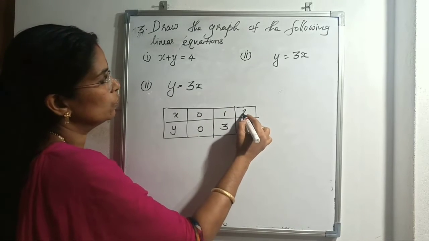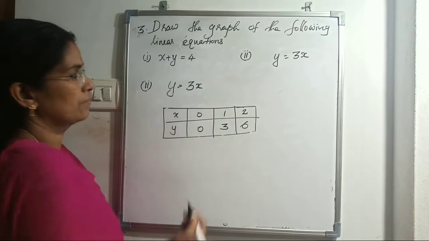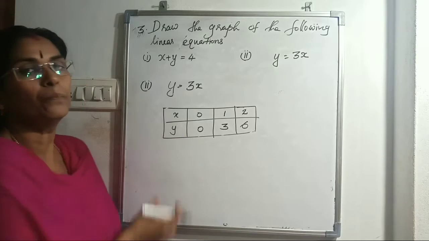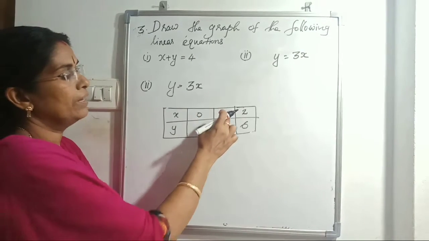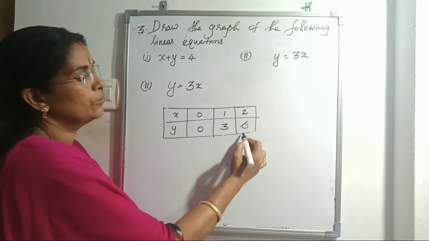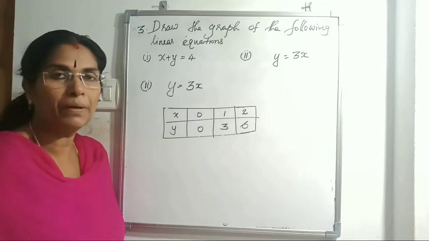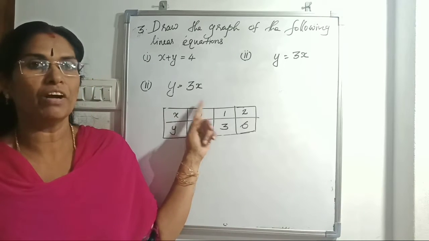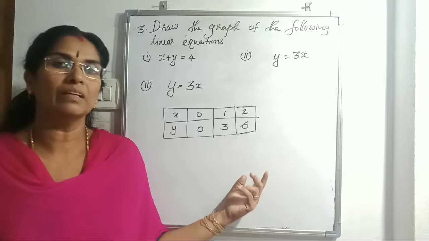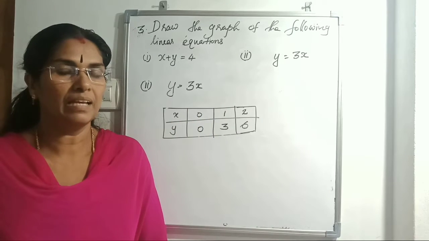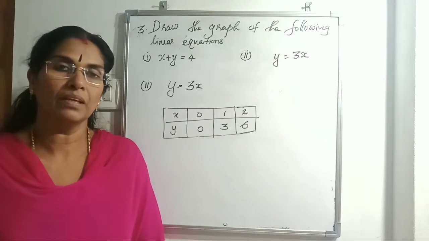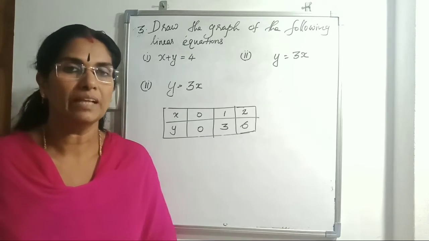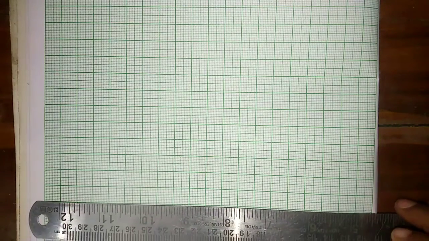Then x equal to 2, you will get 6. Okay. These 3 points, it means 0, 0 and 1, 3, 2, 6, you have to plot on the graph paper and join all these points. That will be the graph of the given equation y equal to 3x. Whenever you are drawing the graph, you have to mention the scale on the top corner. Okay. We can plot these points on the graph paper. The graph of the equation y equal to 3x we can draw on the graph.